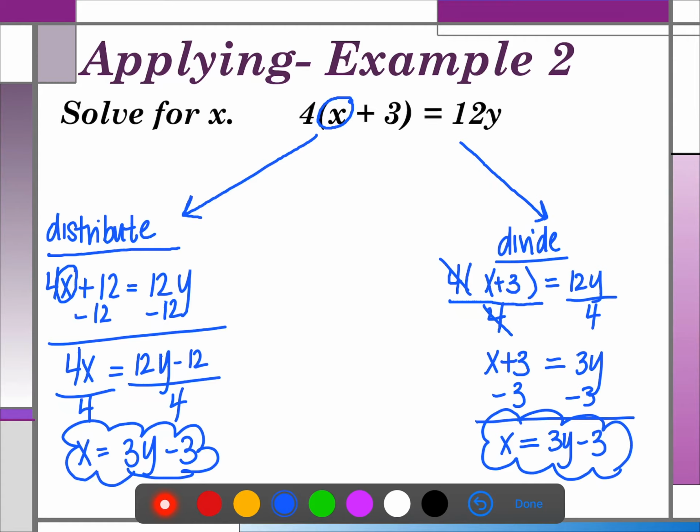Okay, but you see you have a distribute option on the left, and then you have a little bit quicker divide option on the right, but you really kind of have to be creative and see that that's what's happening in that option.